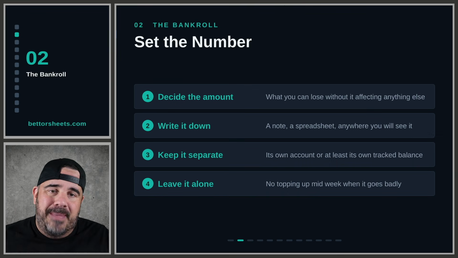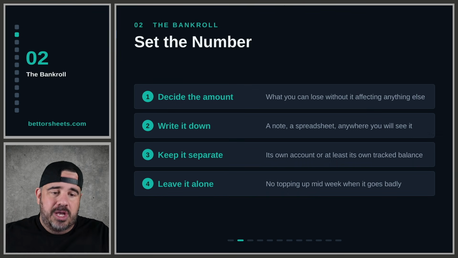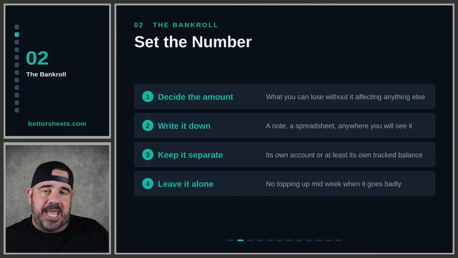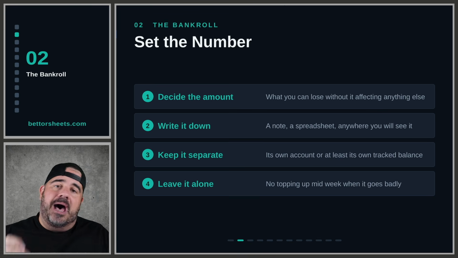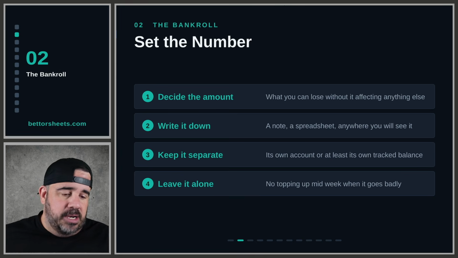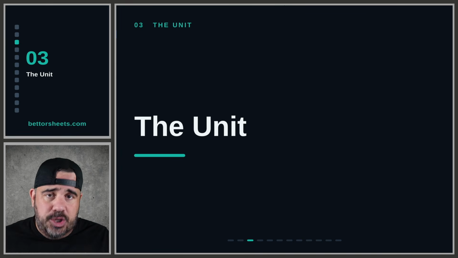So set the number. You want to decide the amount you're going to bet on. This is going to be your bankroll. You want to write that down, in a spreadsheet, a note, wherever. You want to make sure that's your note. And then you want to keep it separate from everything else. I cannot stress that enough. Keep it separate. And then do not change that number. Do not top it off when the week goes bad. Do not pull out immediately whenever you have one great day. We will get to all the cash out part later. So moving on to the unit size real quick.